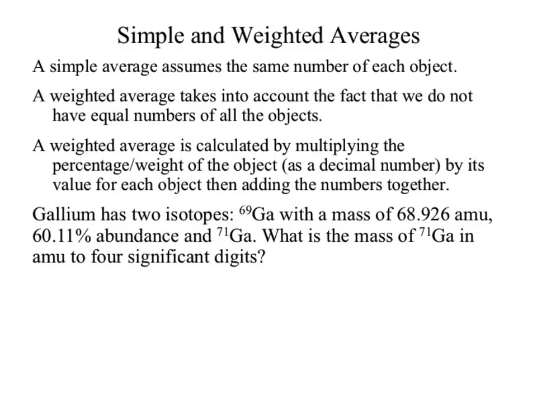And it has a 60.11% abundance. Gallium-71, that's the second isotope. There's two isotopes, gallium-69 and gallium-71. What is the mass of gallium-71 in AMUs, so we're keeping the same units, to 4 significant digits? Significant digits is a little bit challenging. I just want 4 numbers for the mass of gallium-71.